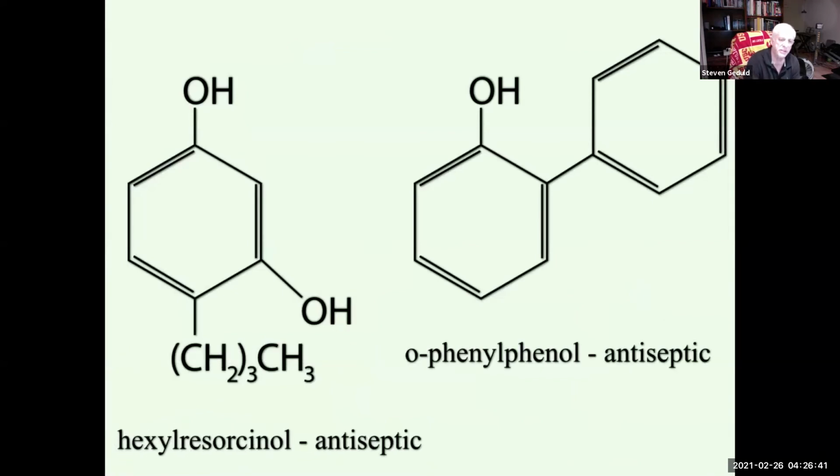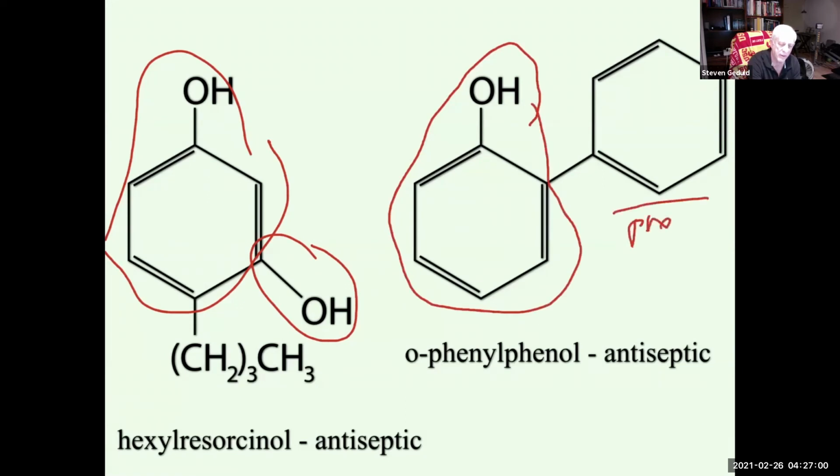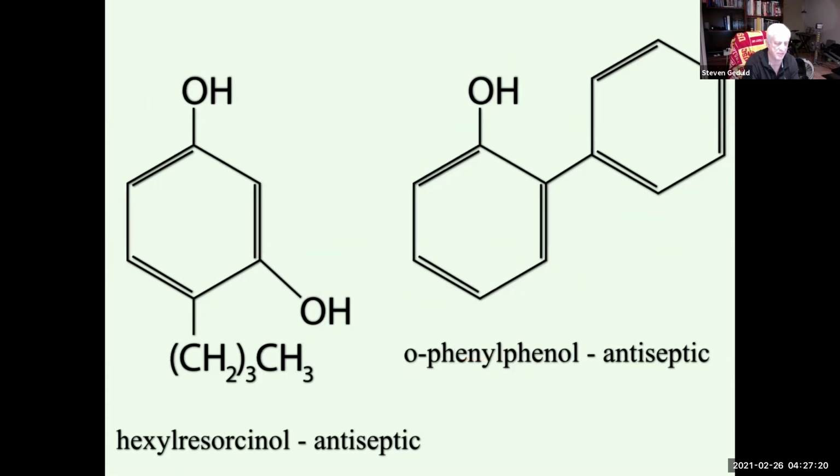Okay, hexachlorophene. Again, here's your phenol group, and there's a double OH group here. Okay, orthophenylphenol. Now remember, we said don't get the terms phenol and phenyl mixed up. Phenol is your benzene ring attached to an OH group. Phenyl is your benzene ring as an attachment. Remember, ortho was 1, 2. So this is orthophenylphenol, with the phenyl at the number 2 position. And it's also an antiseptic.